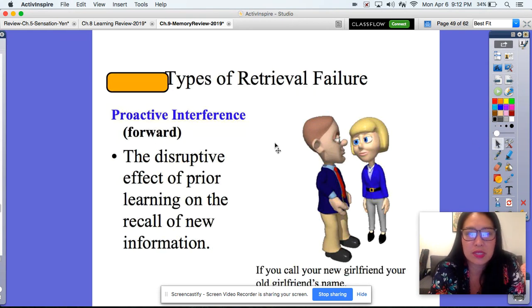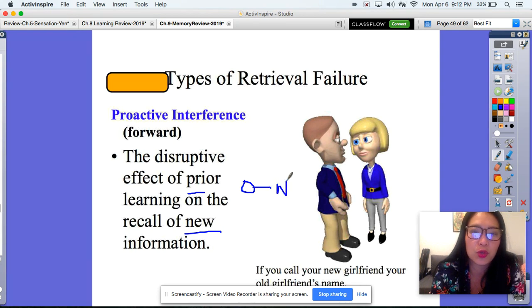proactive interference. This is the disruptive effect of prior learning, so old learning, on the recall of new information. So basically, old is going to interrupt new. If you call your new girlfriend your ex-girlfriend's name, that is proactive interference. If you write 2019, even though it's 2020, that is also proactive interference.